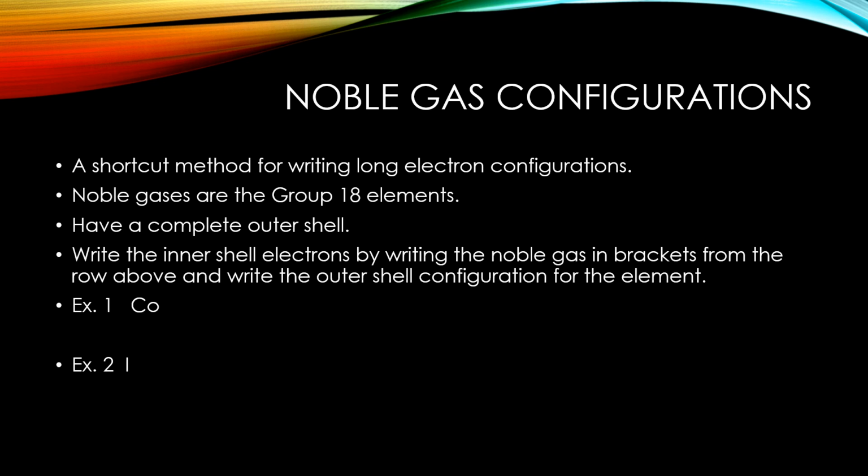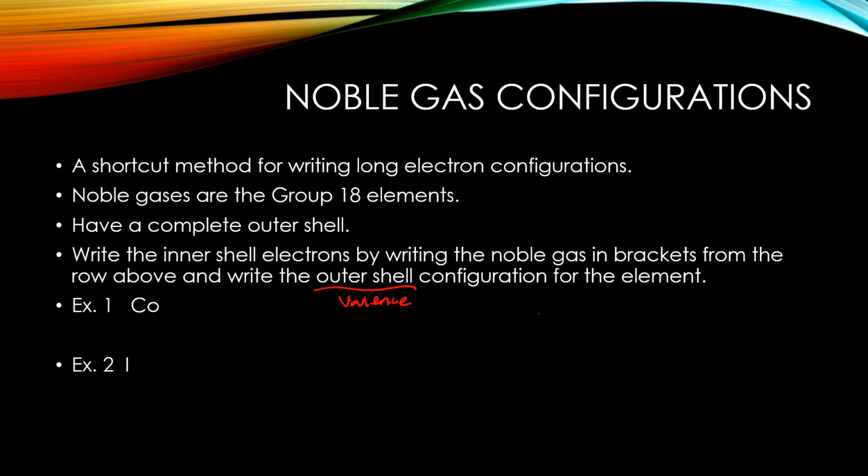So we do this by writing all the inner shell electrons first as the noble gas in the row above the element, placed in brackets, and then we would just write the outer shell, or what we call the valence electrons configuration for that particular element.